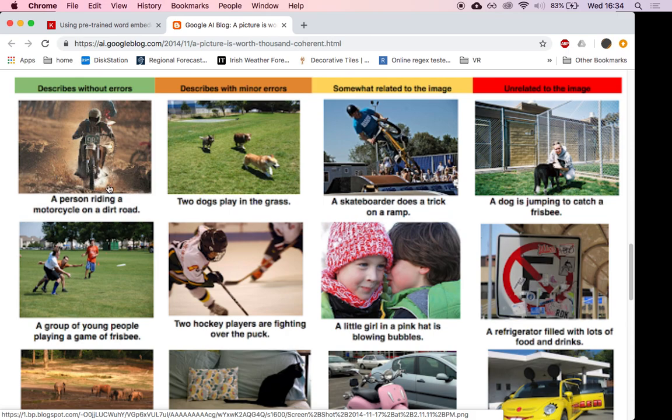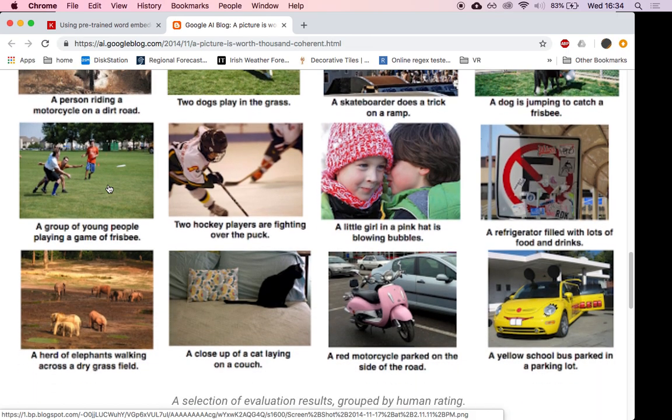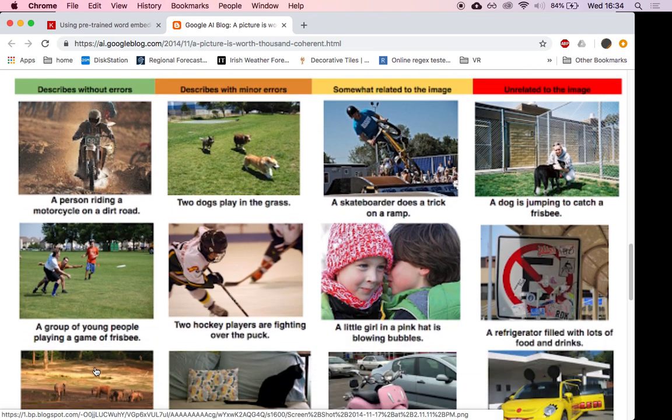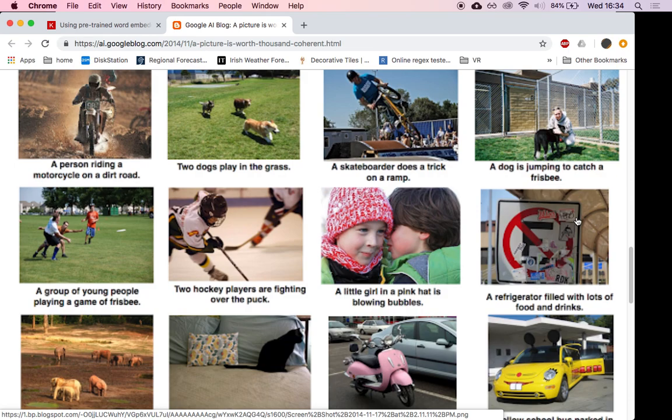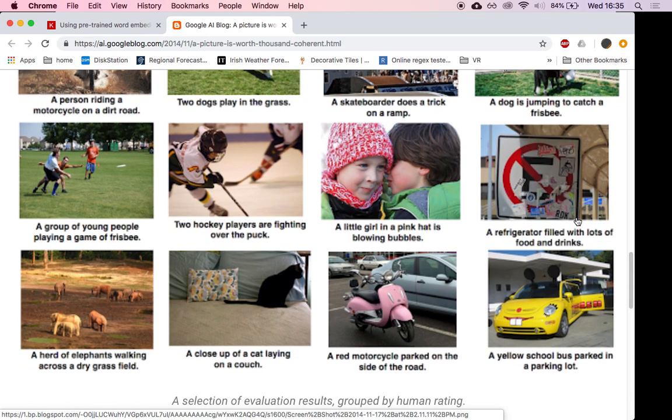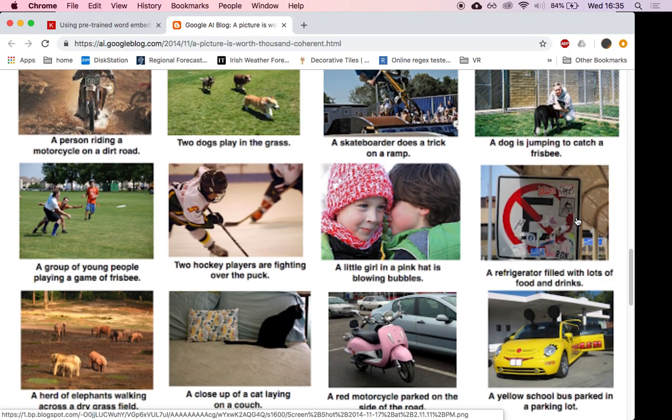Here you have a person riding a motorcycle on a dirt road, a herd of elephants walking across a dry grass field. And it's pretty damn good description. The thing I really like is that all the words and all the grammar, the English, was just learned by the RNN. So a dog is jumping to catch a frisbee, underrated, but yeah, it's pretty good. So even the mistakes are quite interesting.